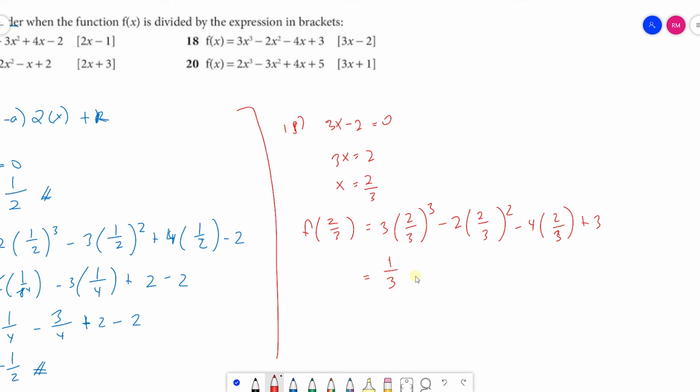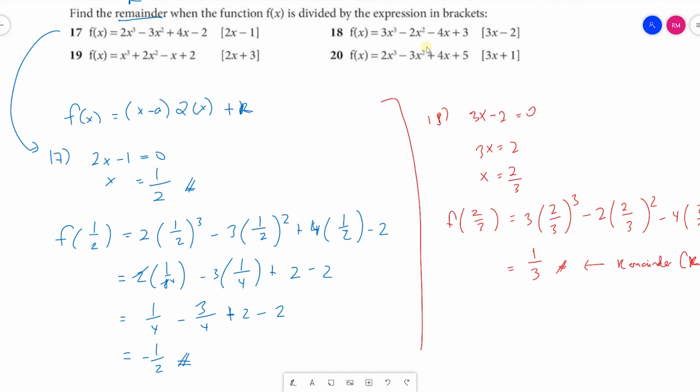You can try to check out with your calculator. So this is the remainder, known as r. Okay, so example 17 and example 18 are done.